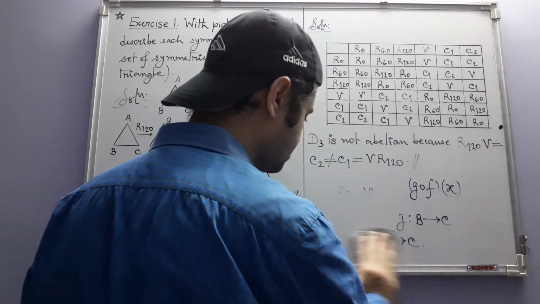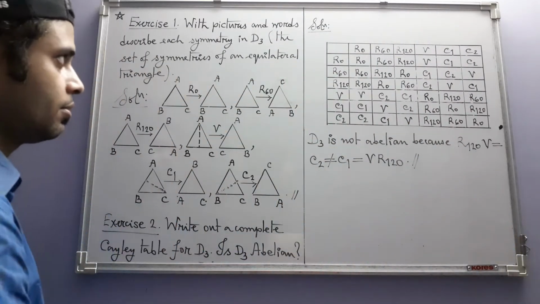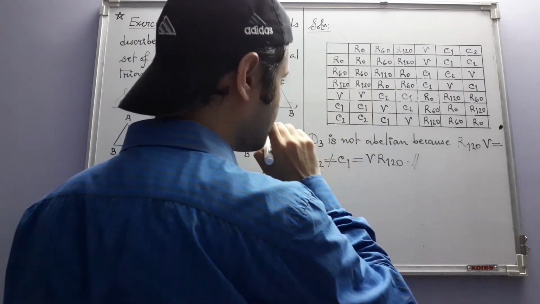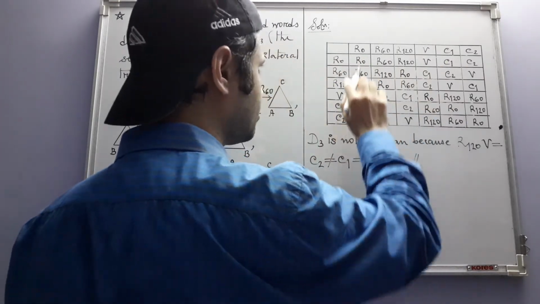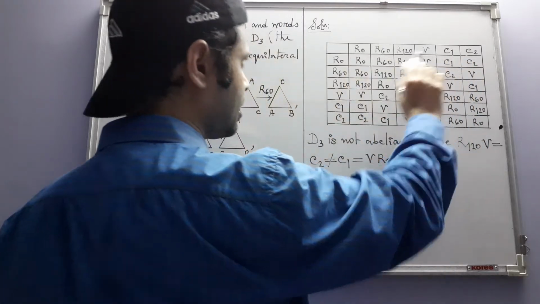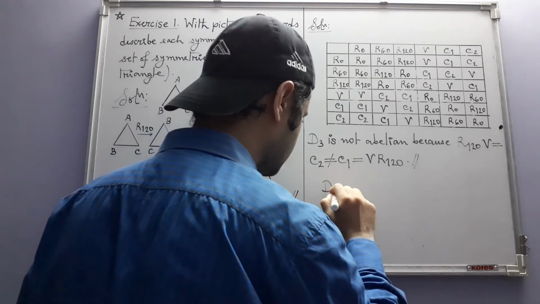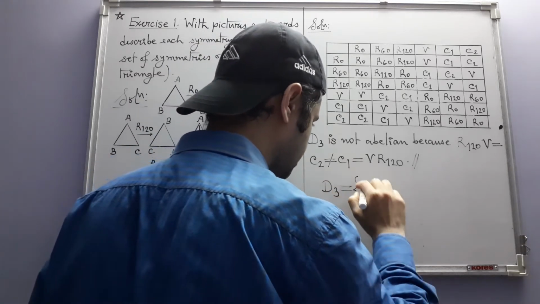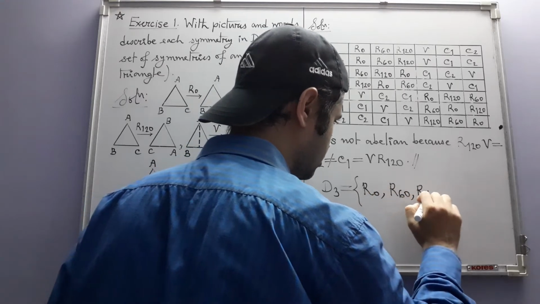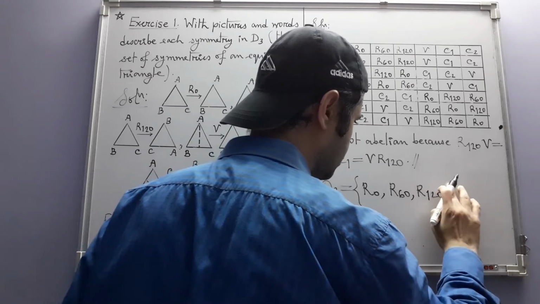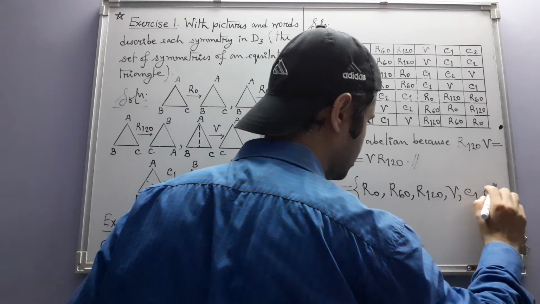Okay, so now let us come to the table itself. We have rows and columns. First of all, you look at the first row, it just has the entries we have in D3, that is these entries: R0, R60, R120, V, C1, C2.